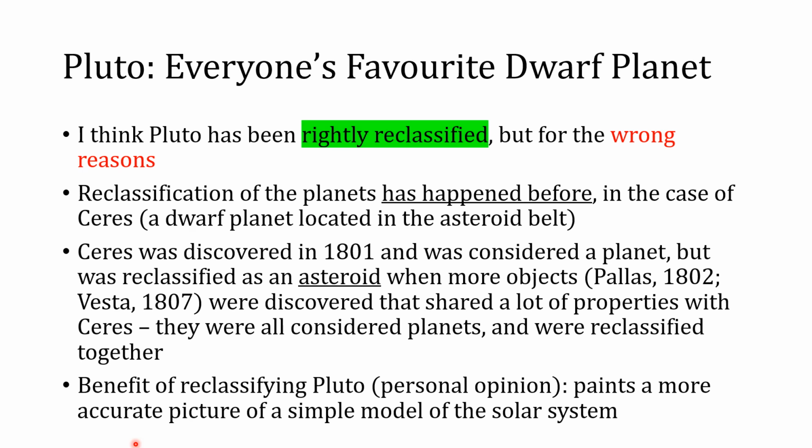I do think reclassifying it was right, and for me the reason is that I think it paints a more accurate picture of the solar system. If you wanted to make a simple model of the solar system where you ignore the asteroids, the comets, the Oort cloud, and the moons of the planets, and you just want to look at the sun and the planets, I think the most accurate picture you could paint is with these 8 big planets: Mercury, Venus, Earth, Mars, Jupiter, Saturn, Uranus, Neptune.